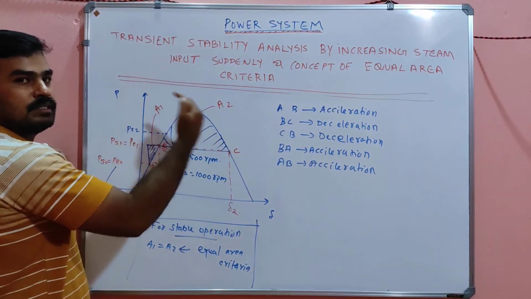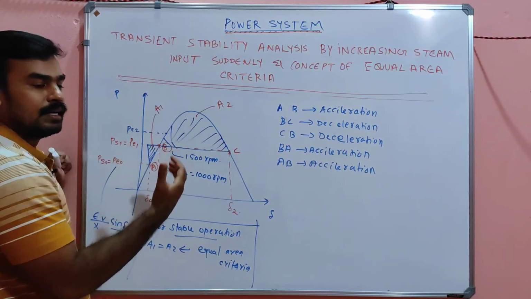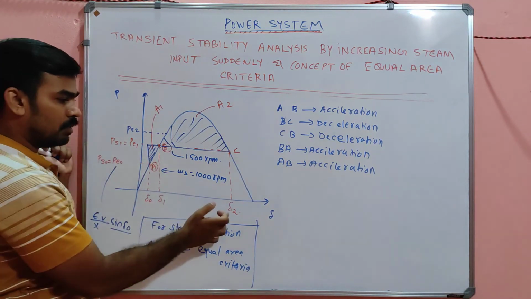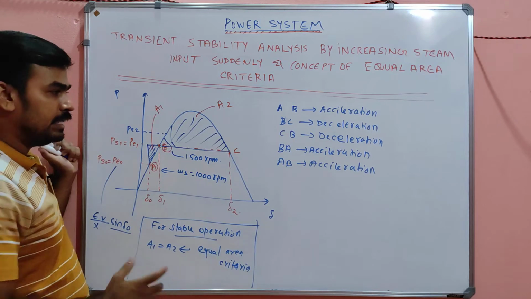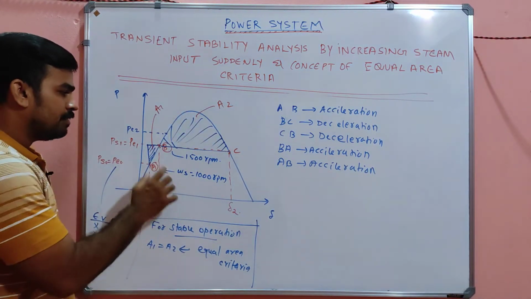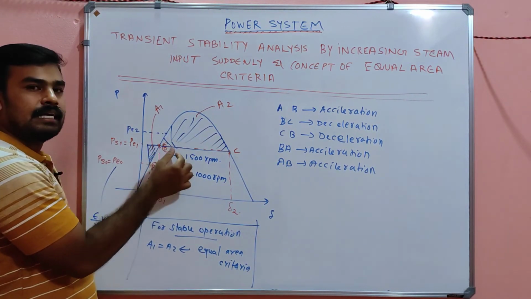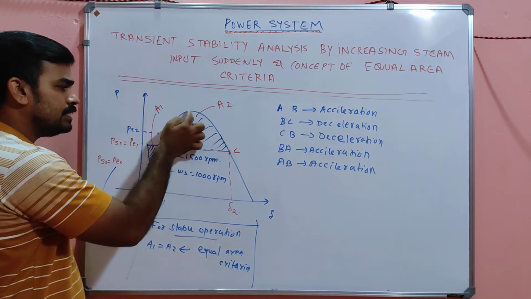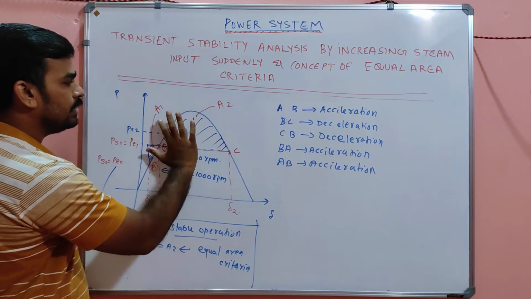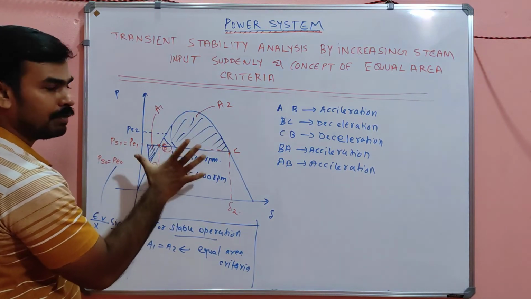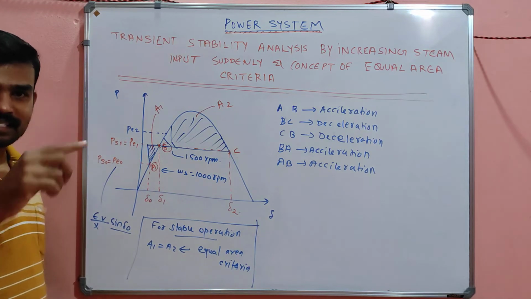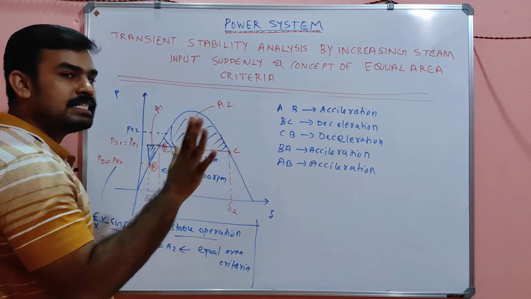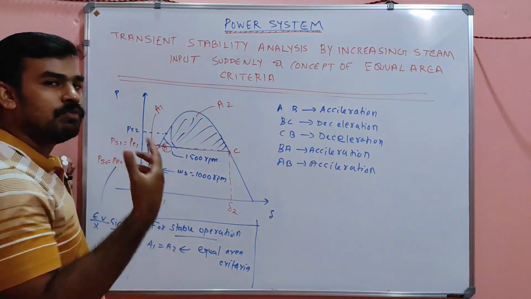It oscillates about a rotor angle. The new rotor angle del 1 will not be attained suddenly, or rotor angle del 2 will not be attained. It is actually oscillating. Whenever the mechanical power is higher than the electrical power, there will be acceleration. Whenever the electrical power is higher than the mechanical power, that region will be the PA less than 0 region. So that is called the decelerating region.